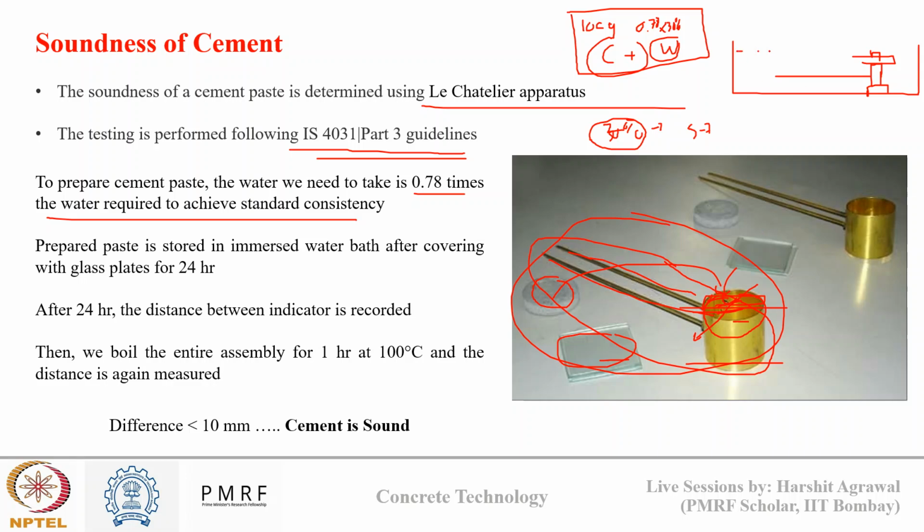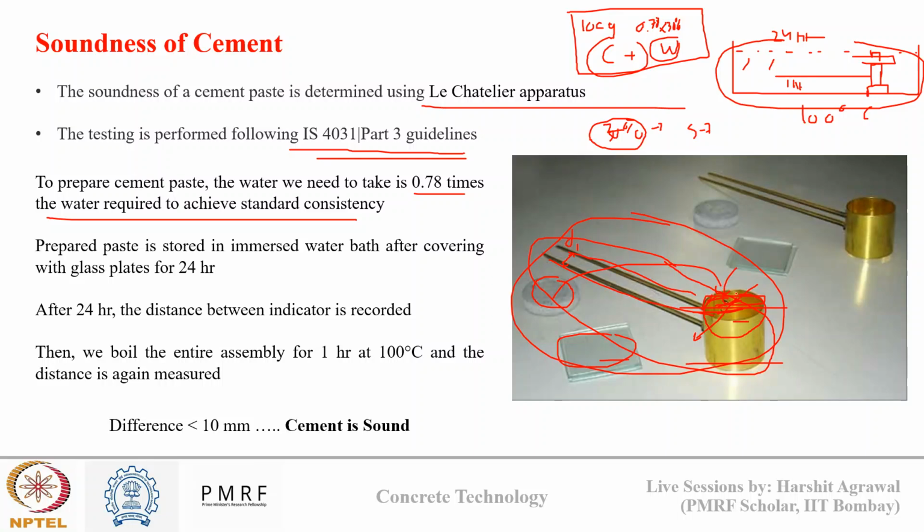I will completely immerse it in the water, and I will keep it in the water bath for 24 hours, until my cement sets. Now after 24 hours, I will record the distance between these two needles. Suppose it comes out to be D1. Now I will boil this entire assembly at 100 degrees Celsius for 1 hour.